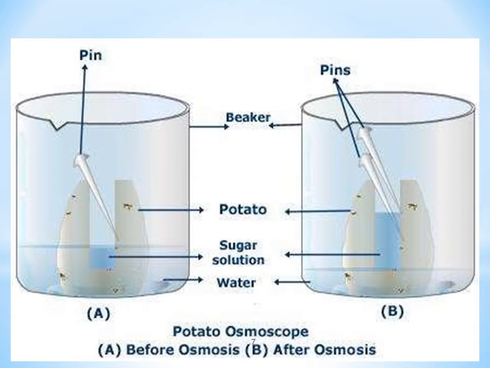In this slide, I tried to show the process of osmosis by conducting a simple experiment with the help of potato, sugar solution and water. Before starting the experiment, using a pin, small holes are created in a potato which is filled with a sugar solution. It is dipped into a beaker containing water. The outer layer of the potato serves as a semi-permeable membrane.